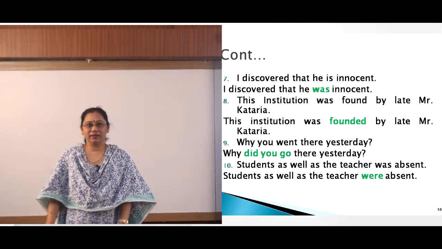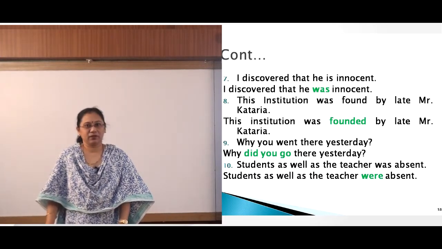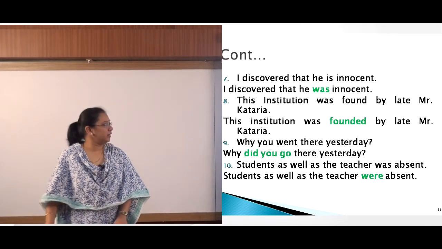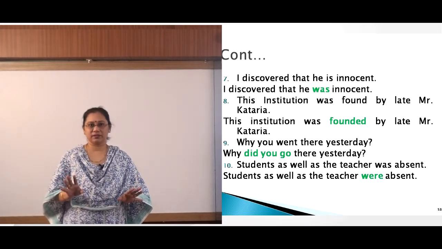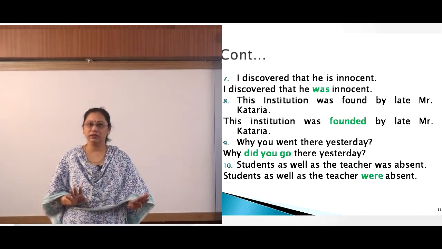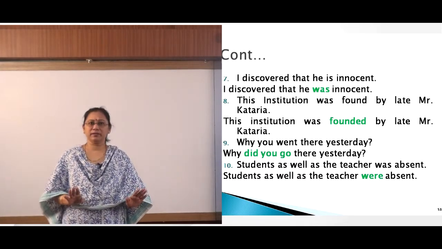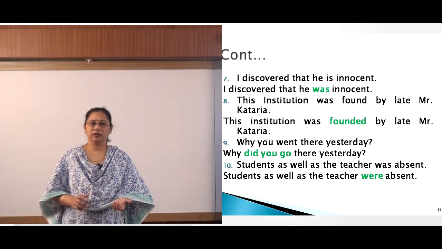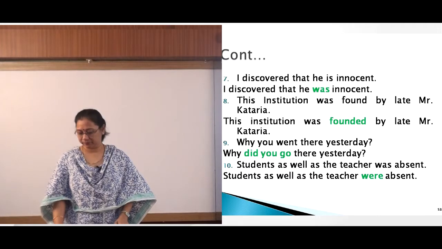My last example here is students as well as the teacher was absent. Alright, this is a case of subject verb disagreement. Students as well as the teacher were absent, which means that students plus the teacher were absent. It is not about students alone or the teacher alone. Alright. So I hope these examples have fairly cleared your idea about the wrong usages that we make in English because of the wrong usage of verbs in our communication.